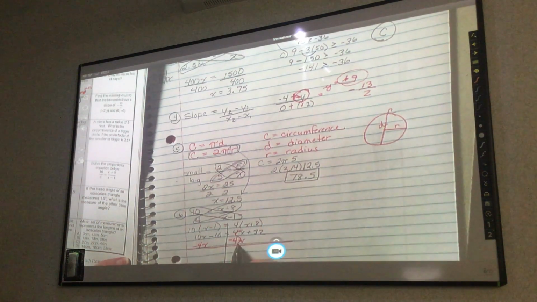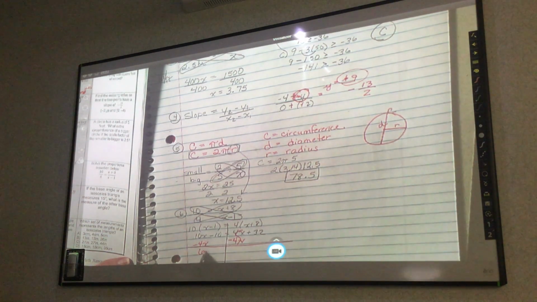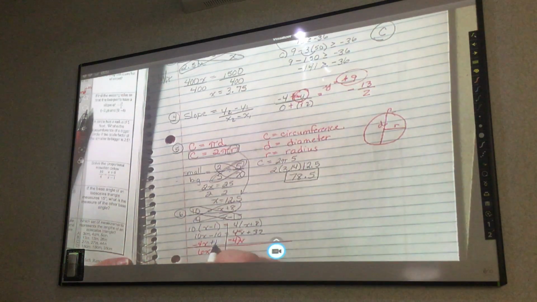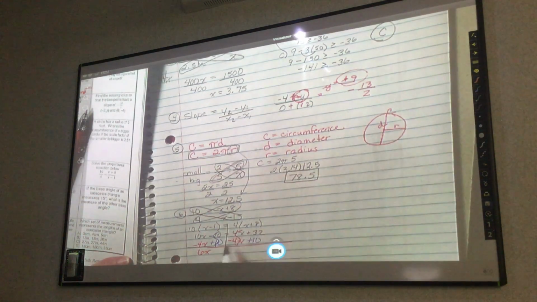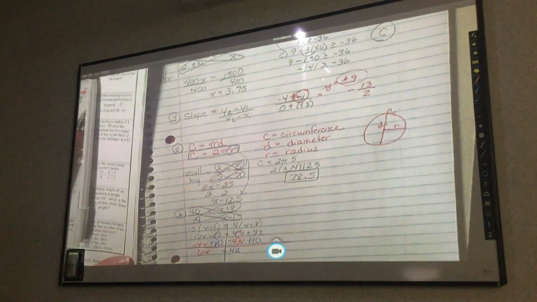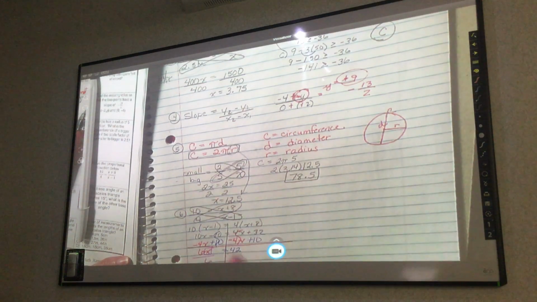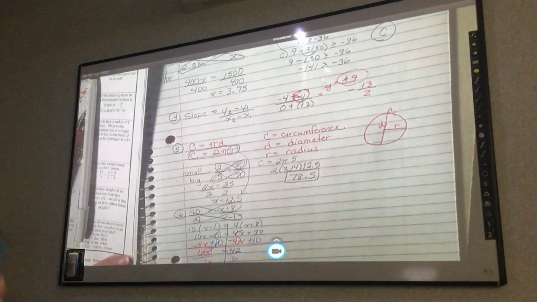So these cancel each other out, and this now becomes a 6x. Then I'm going to move the 10 over. The opposite of subtraction is addition. And that becomes 42. Then I'm going to box up my x, divide by 6, divide by 6, and x equals 7.